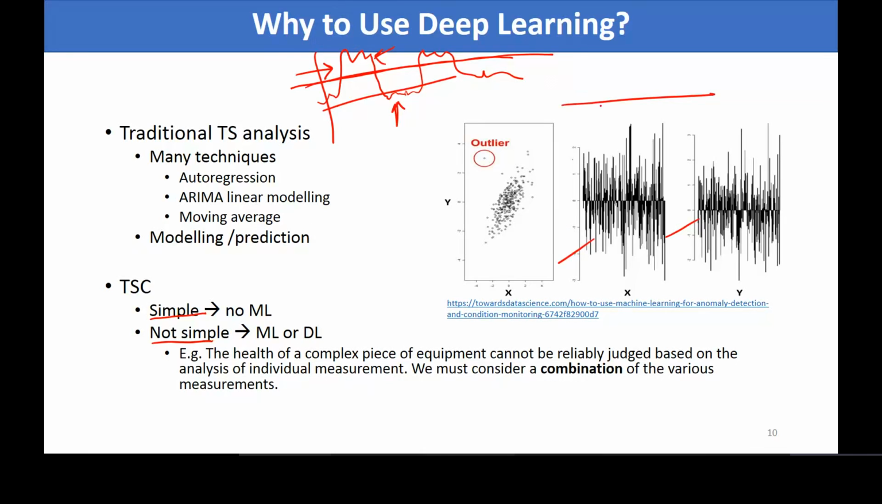But if it is not simple like this, take for example a time series that is more stochastic, or where the trend is not very straightforward, or the trend is extending over long periods of time. So it might not be as easy as this case. In that case, people resort to machine learning or deep learning. Deep learning is just a subset of machine learning. It's just a recent trend, and we will see why we want to use deep learning over machine learning.